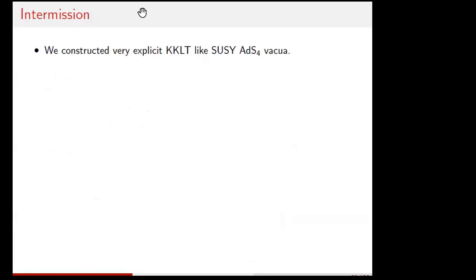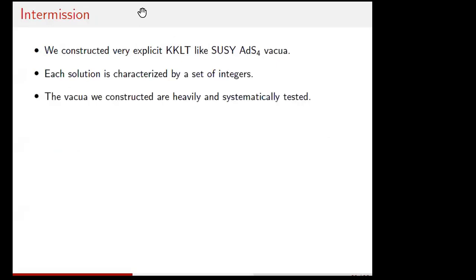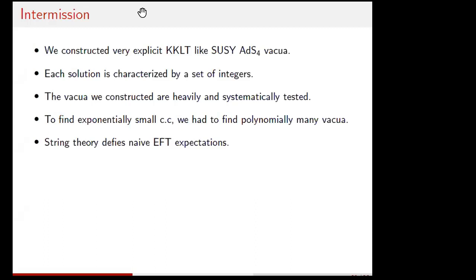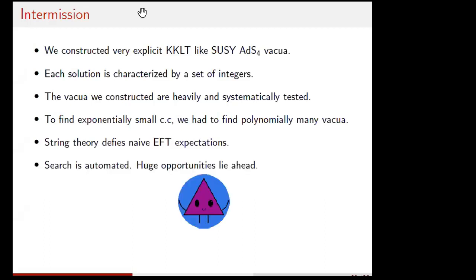We constructed, I claim, explicit KKLT-like supersymmetric AdS4 vacua, and each solution is characterized by a set of integers. The vacua we constructed are systematically tested. And to find an exponentially small cosmological constant, we had to find polynomially many vacua. From that, you can kind of learn that string theory oftentimes defies naive EFT expectation, and the search is automated due to the CYTools that Mehmet and Andres developed.